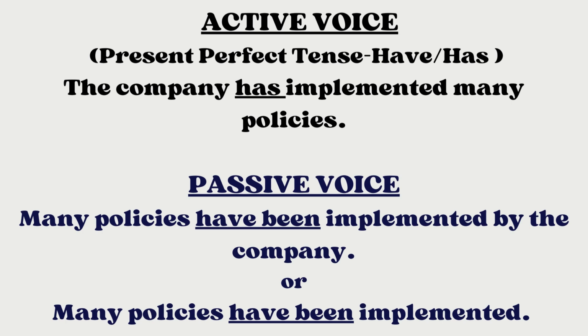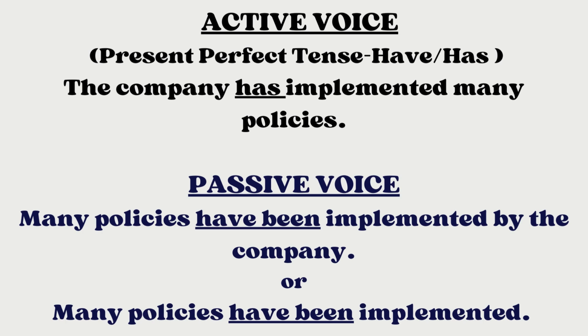The subject here is a company. Note that we have two verbs here, the auxiliary verb has and the main verb implemented, which is in the past participle form. The object is many policies. Here is a sentence in the passive voice. Many policies have been implemented by the company.